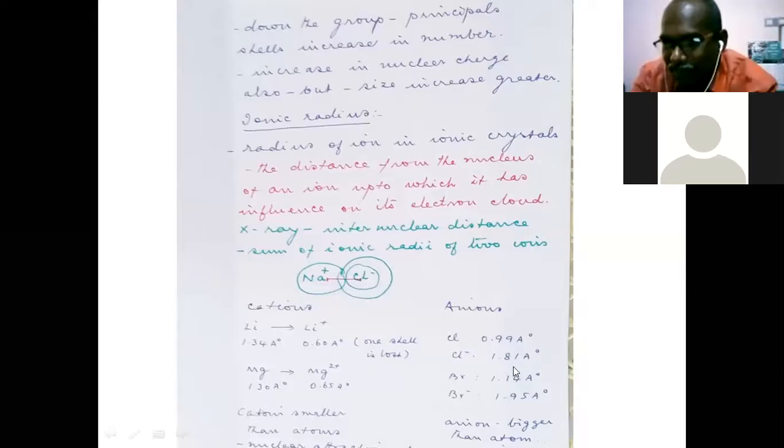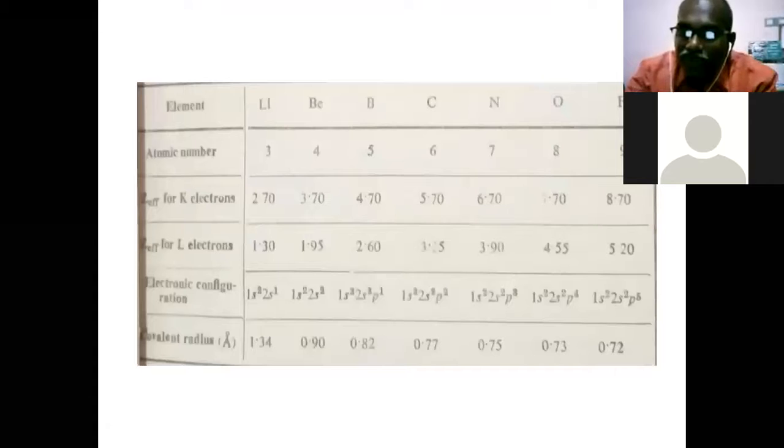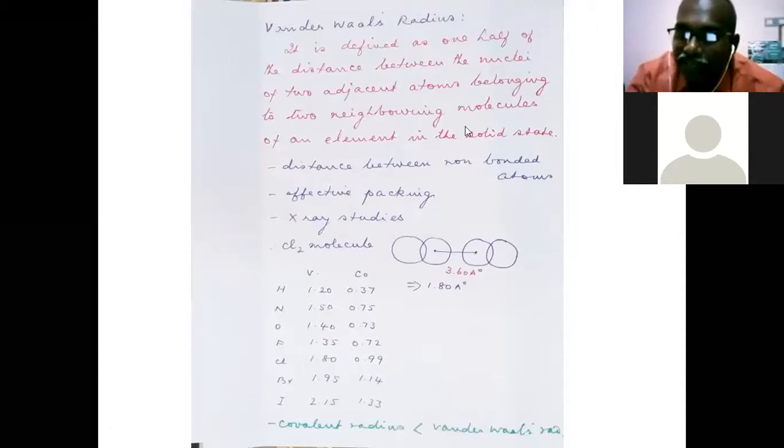expansion in the size. See, the atomic radius is 0.99 angstrom unit. The Cl minus ion is 1.81 angstrom unit, it goes far away. Bromine is 1.14 angstrom unit, but bromine minus is 1.95 angstrom unit. But in general, we can say anions are bigger than the atom itself. These are all the important ideas we have seen.